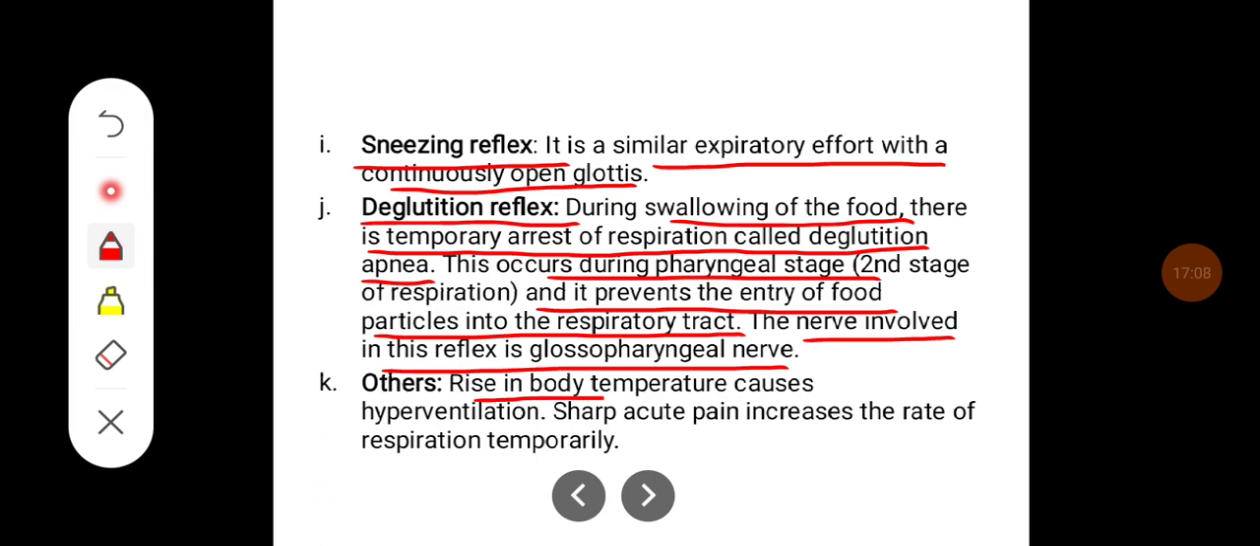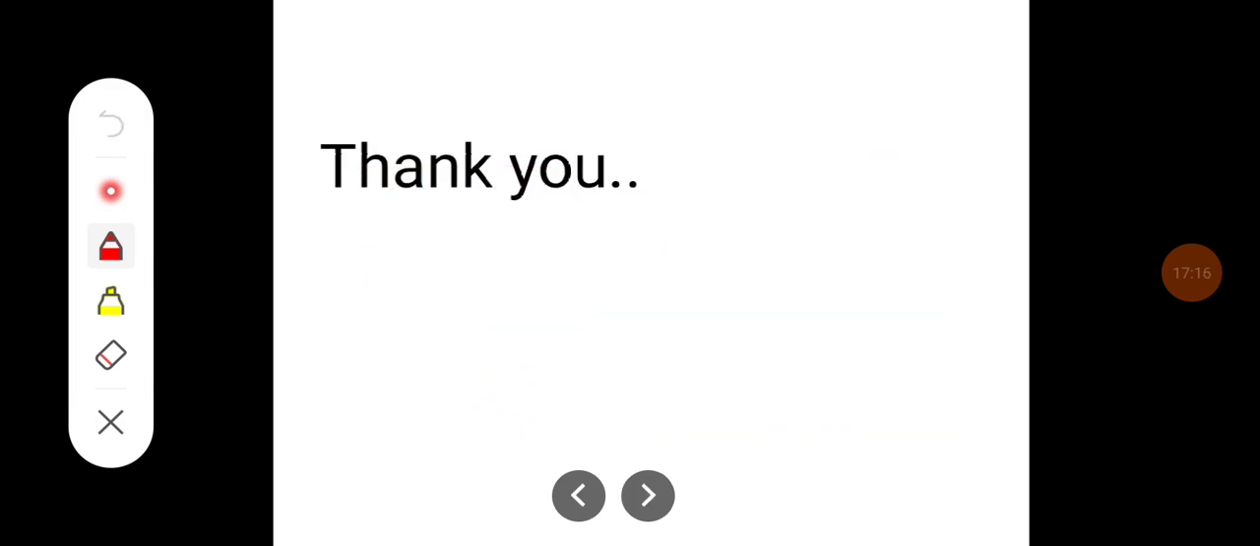Others, like a rise in body temperature, cause hyperventilation, and sharp acute pain increases the rate of respiration temporarily. This is in brief about the nervous regulation of respiration.